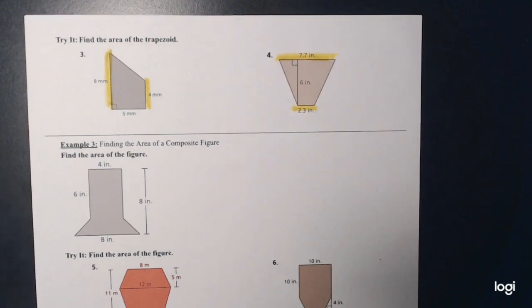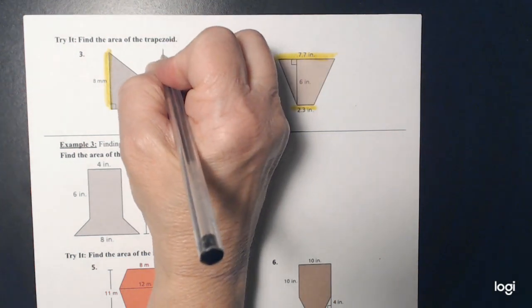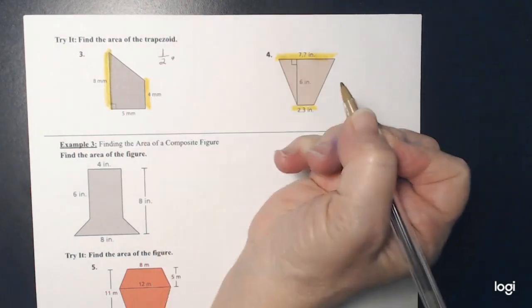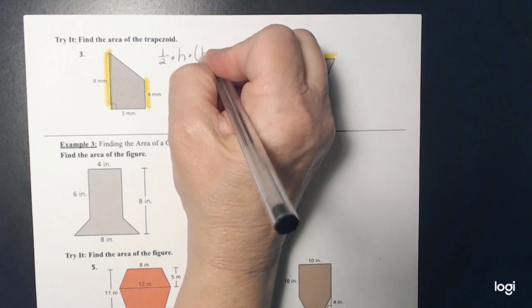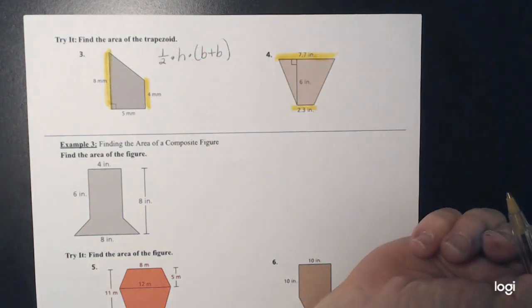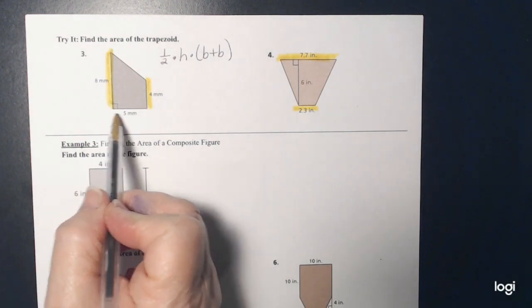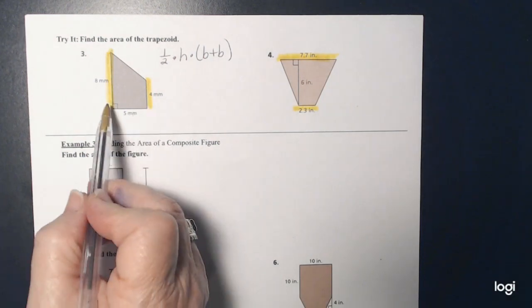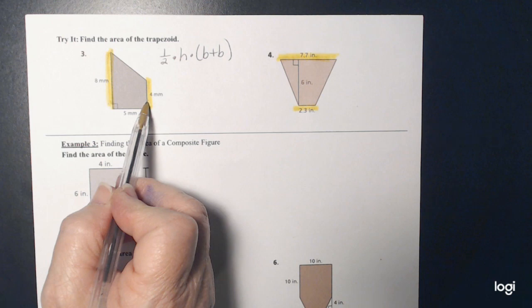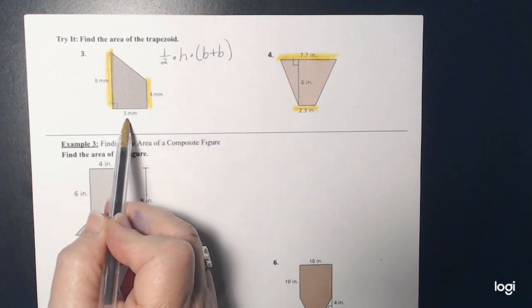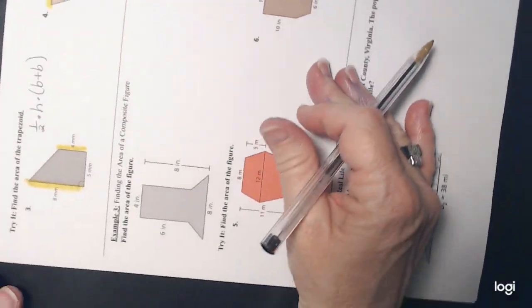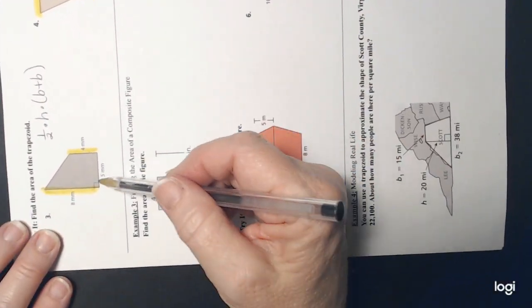Let's see if we can remember the formula. Oh, I remember it. 1/2 times the height times base plus base. If you notice, this trapezoid is turned sideways. The highlighted are my bases, which means this number right here has to be my height. If I turn my paper this way, now I have a height.